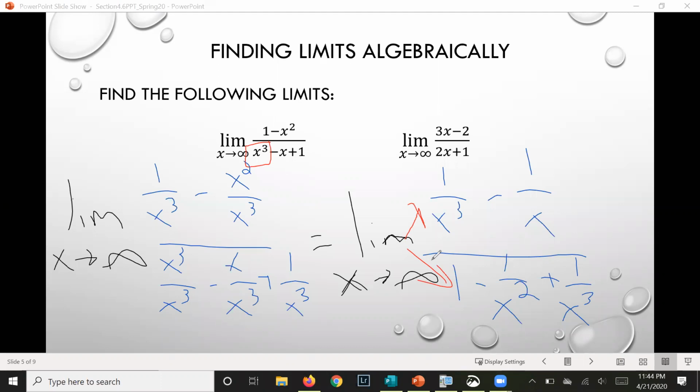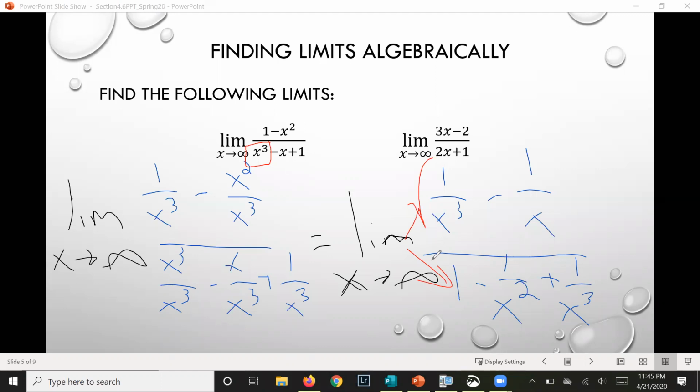And then we could do a similar thing on the bottom, break this into the limit of 1 minus the limit of 1 over x squared plus the limit of 1 over x cubed. Okay, if we wanted to break it down step by step. Now, we're not going to do that right now, but let's imagine that we did and think about what each of these limits will be equal to.